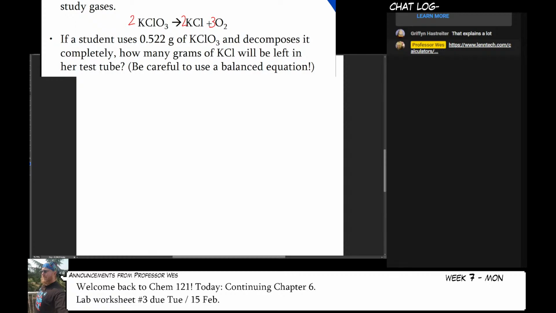And then what we're going to do is start with our 0.522 grams. Let's make our little blueprint here. So grams KClO3, which we're going to turn into moles. And then once we've got that, the goal of the problem is to get grams of KCl. So if we turn moles of KClO3 into moles KCl, we can then do that. There's our gamomega.